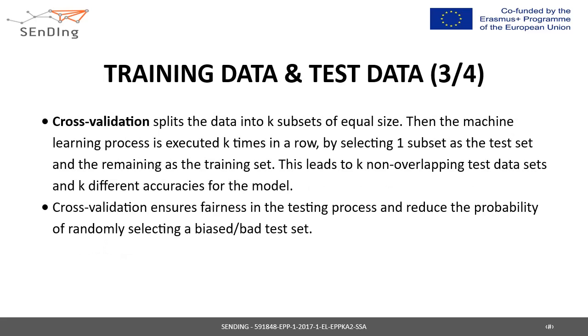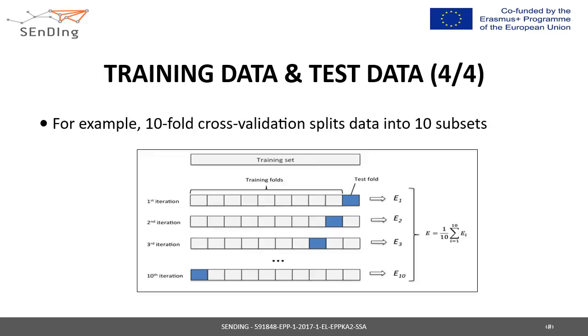Cross-validation splits the data into k subsets of equal size. Then the machine learning process is executed k times in a row, by selecting one subset as the test set and the remaining as the training set. This leads to k non-overlapping test data sets and k different accuracies for the model. Cross-validation ensures fairness in the testing process and reduces the probability of randomly selecting a biased/bad test set. An example of tenfold cross-validation, that splits data into 10 subsets.